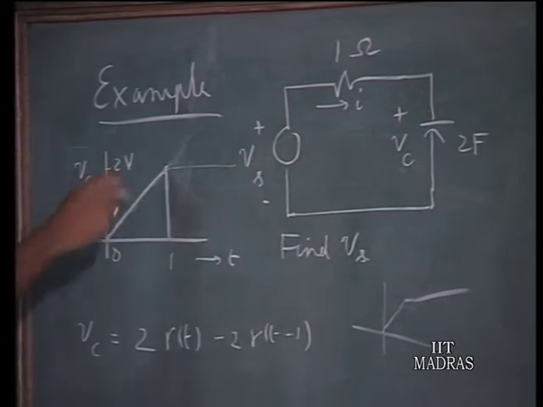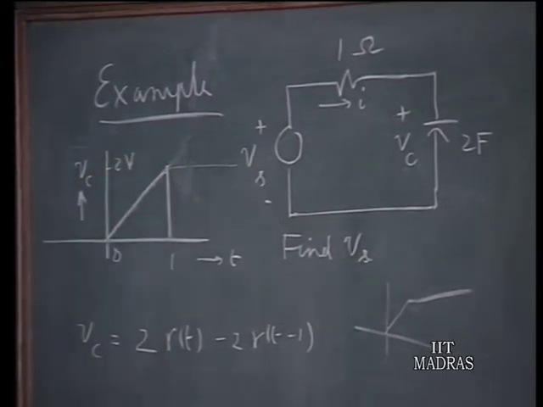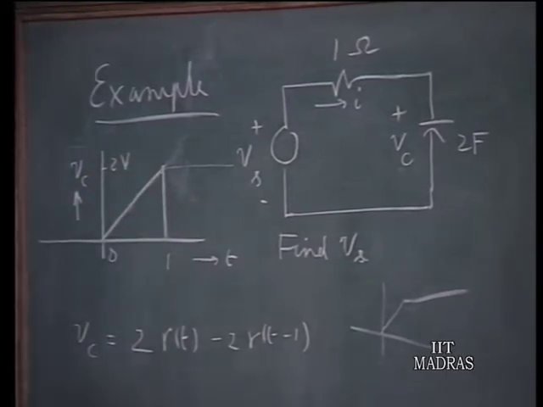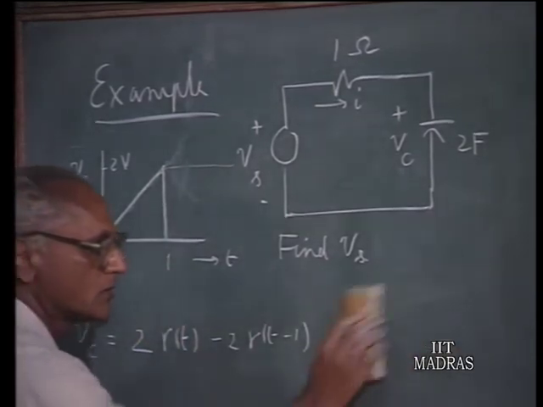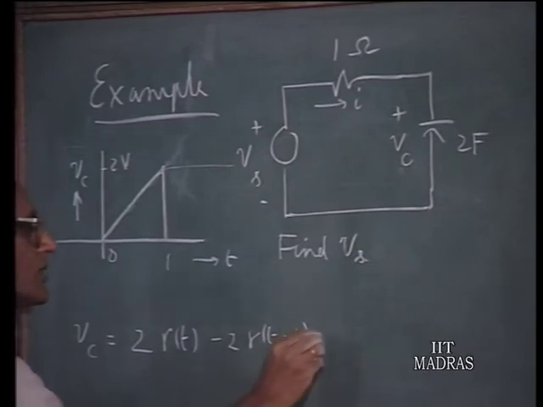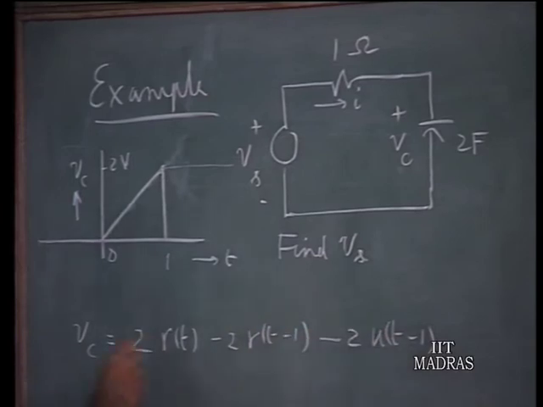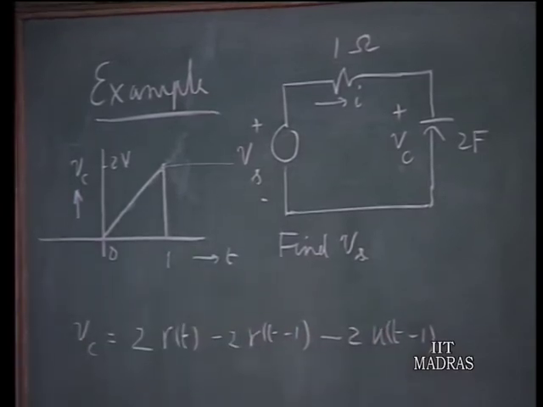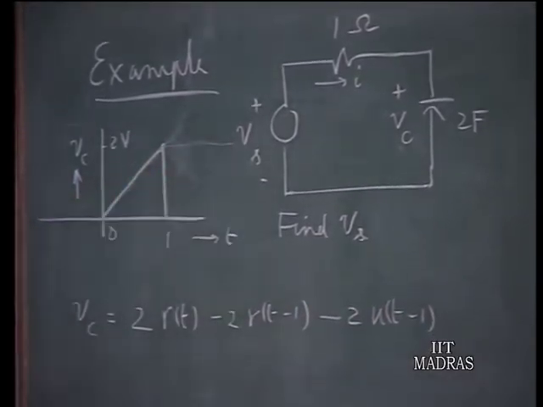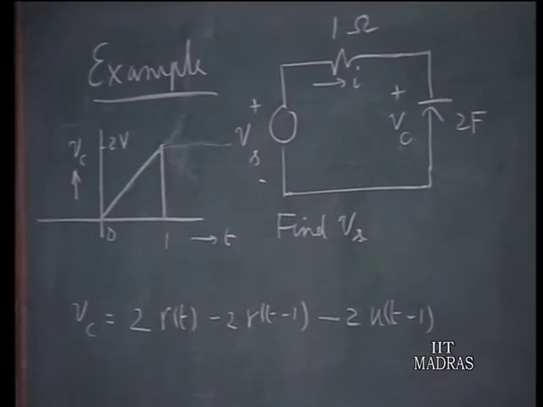If you add these 2, you would observe that the resultant of these 2 would be something like this. But then we would like to bring this down to 0. So you must introduce a negative step of unit magnitude starting at t equals 1 in order to pull this down to 0, which means you must introduce a further 2u(t minus 1). So, the sum of these three quantities will describe this triangular pulse, that is your Vc.